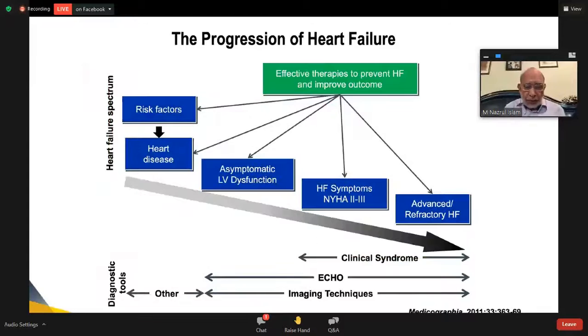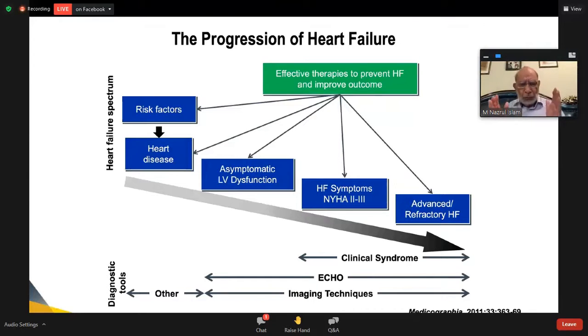If we summarize all these things, starting from the risk factors to advanced heart failure, in every stage we must have an effective therapy, either to prevent or to improve outcomes. And there are certain diagnostic tools that can be used for assessment and progression, like echocardiography, imaging, and everything else.